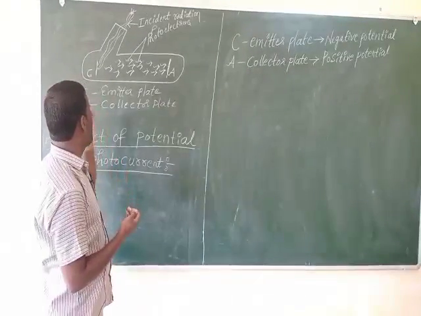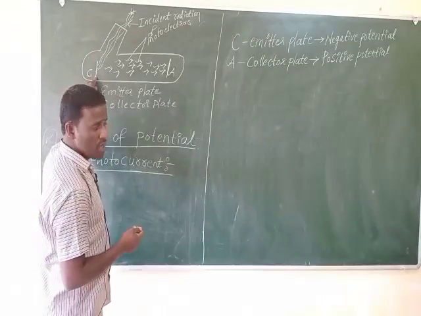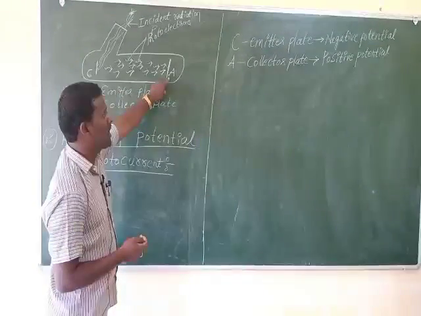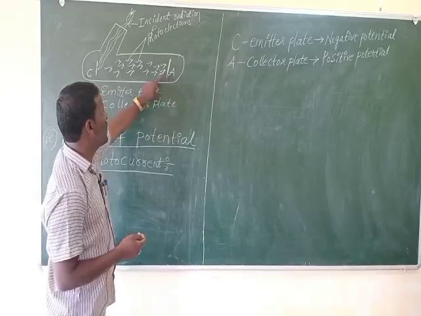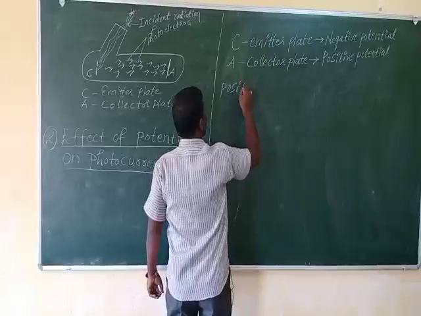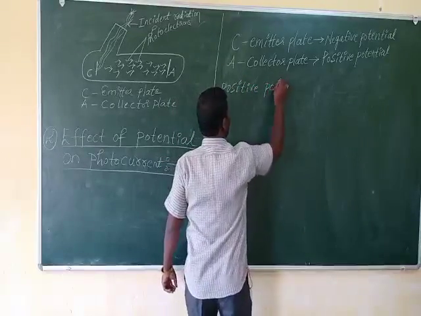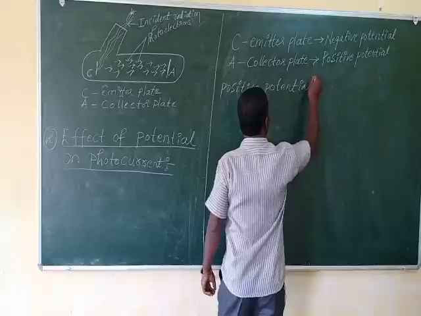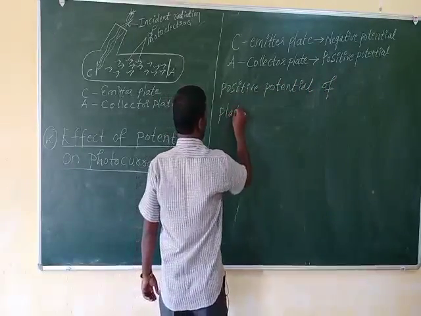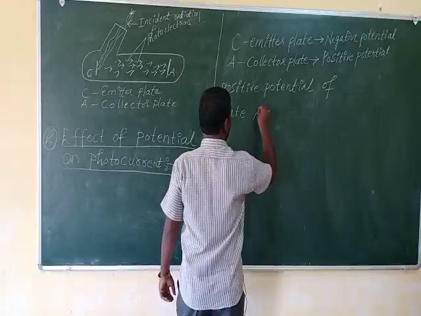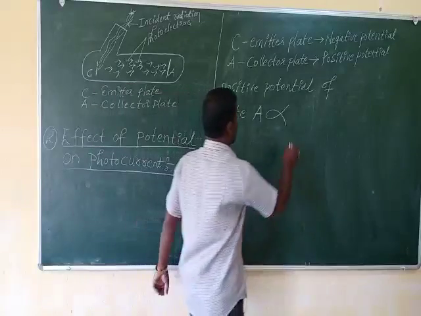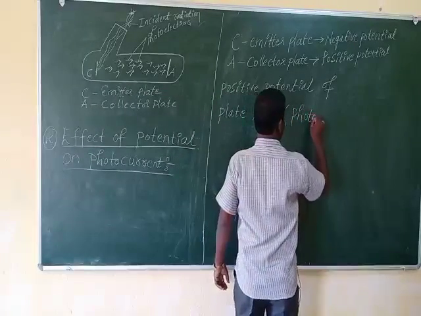So if the positive potential of the plate A is increased, the photoelectric current increases. What I am telling is that the positive potential of plate A is directly proportional to the photocurrent.